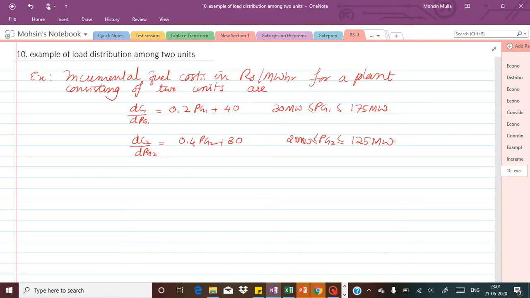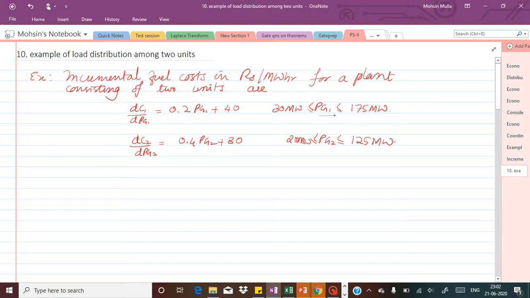In this video lecture, let us see one example which will demonstrate how the load is distributed among the two units of a plant where two different incremental costs have been given for the two plants. The statement is: incremental fuel costs in rupees per megawatt hour for a plant consisting of two units are dC1/dPg1 = 0.2 Pg1 + 40.